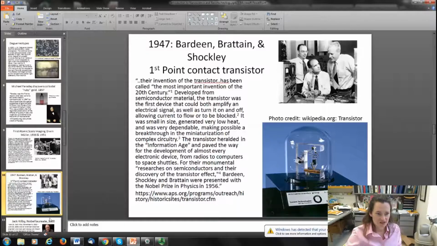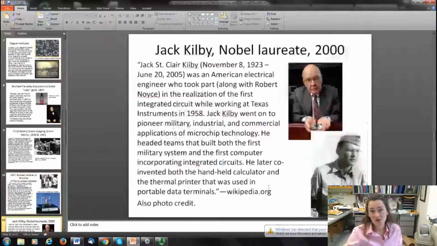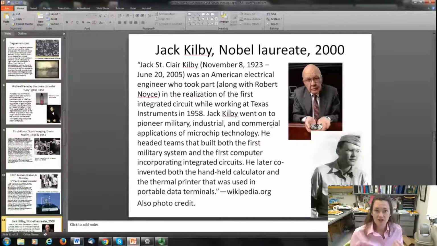So, fascinating stuff. But the integrated circuit was also an amazing development leading to innovations in nanoscience, nanotechnology, and the information age. Now, Jack Kilby, who's pictured here in a couple of different photographs, was an American electrical engineer who worked with Robert Noyce, who I'll talk about in a second, in the realization of the first integrated circuit while working at Texas Instruments in 1958. So just a few short years after the development of the first transistor, they were already working on the first integrated circuit.